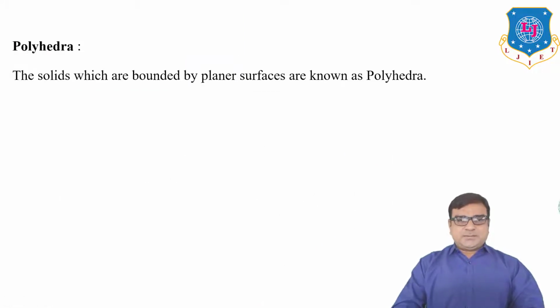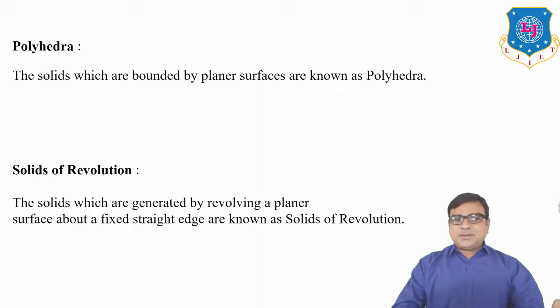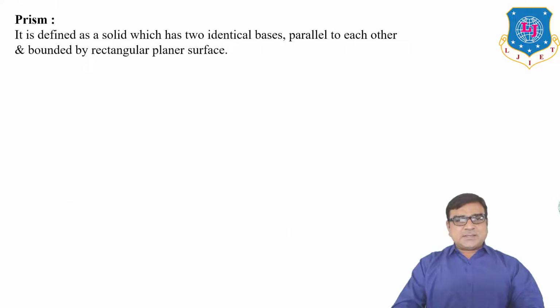Now what is polyhedra? The solids which are bounded by planar surfaces are known as polyhedra. And solid of revolution means the solids which are generated by revolving a planar surface about a fixed straight edge are known as solids of revolution. So let us see the example of polyhedra. This is prism. What is prism? It is defined as a solid which has two identical bases parallel to each other and bounded by rectangular planar surface.